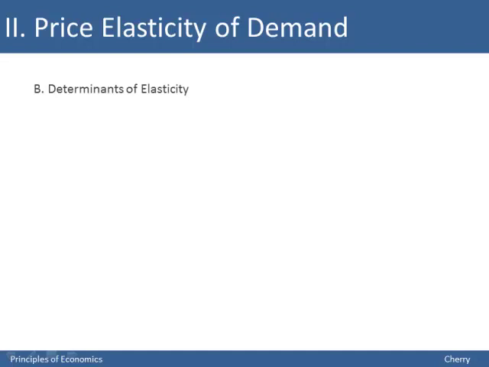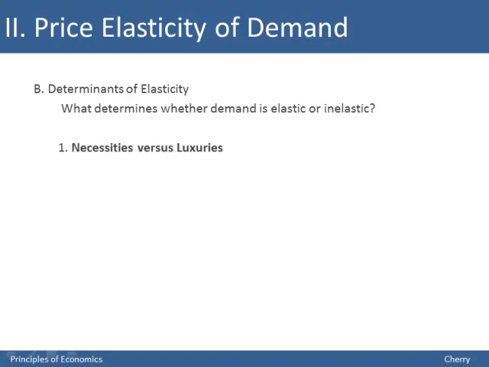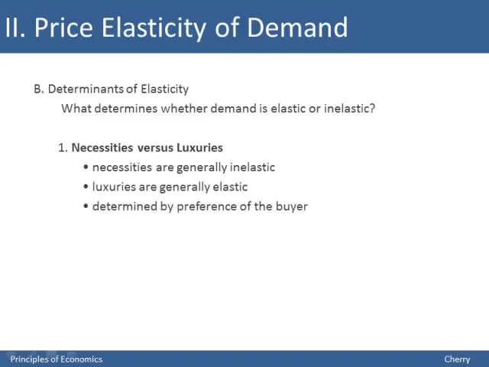So what determines the elasticity for a particular good? There are 3 determinants, and we're going to begin with necessities versus luxuries. Necessities are generally inelastic, luxuries are generally elastic. And really what that's getting at is, can you do without that particular good or service? Of course, this is partly determined by the preferences or needs of the particular buyer.